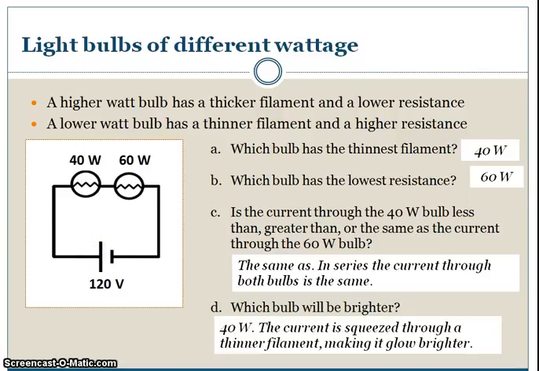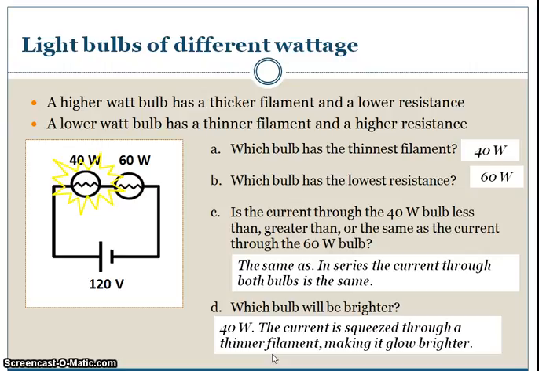In this case, the lower watt bulb, the 40 watt bulb, I know it's counterintuitive, is actually going to be brighter than the 60 watt bulb when they're in series with each other. The same current from that circuit is getting squeezed through the thinner filament, which is going to make it actually glow brighter.